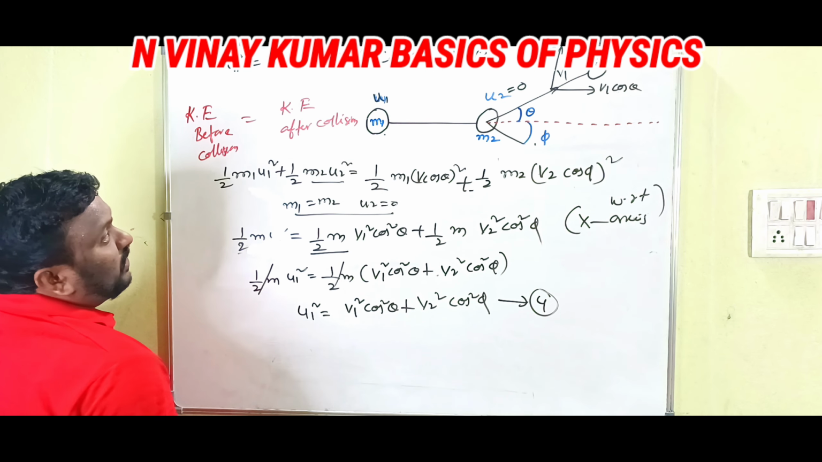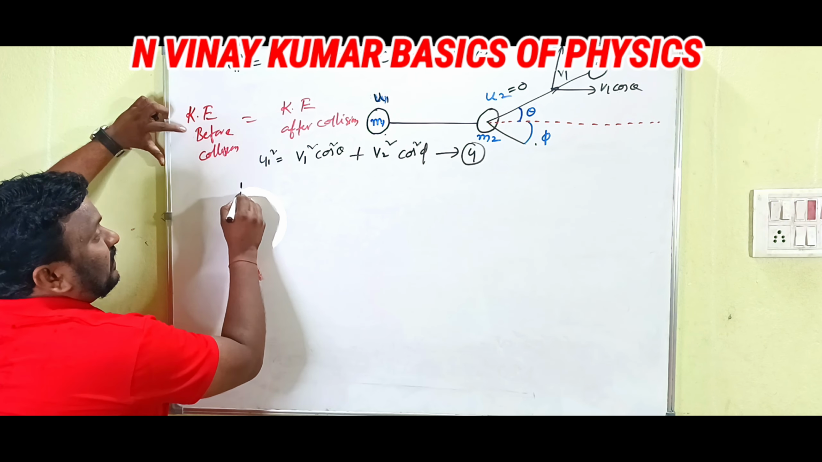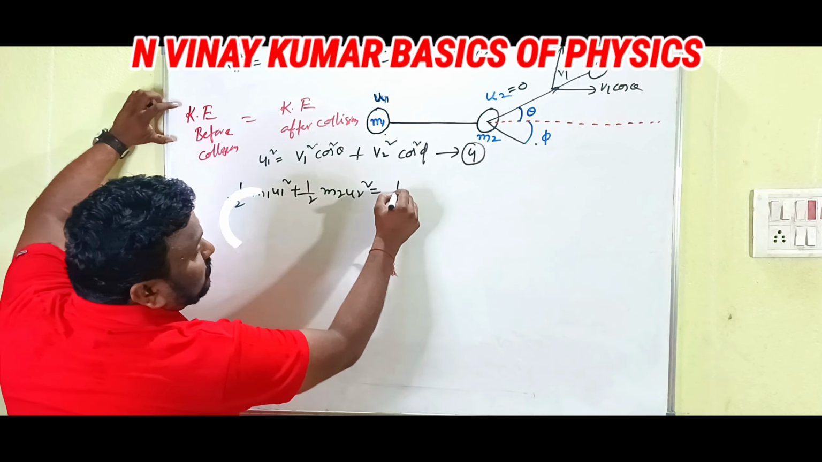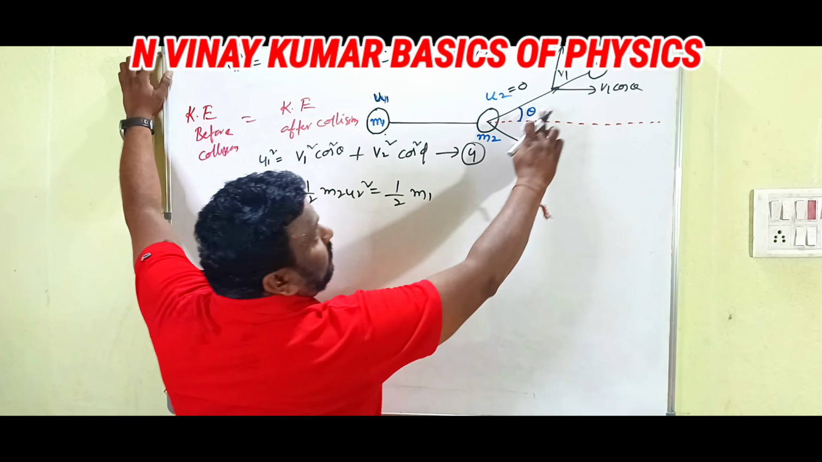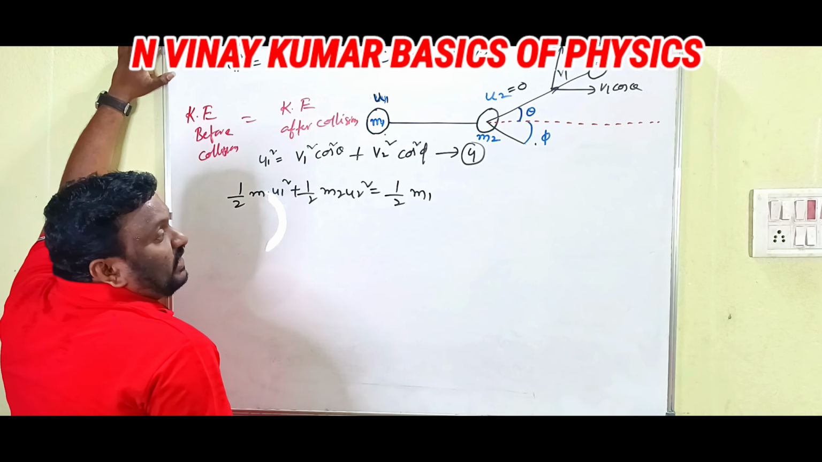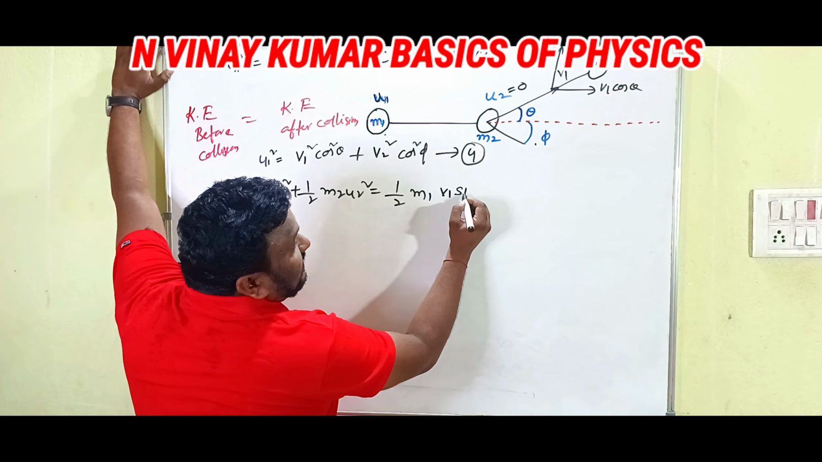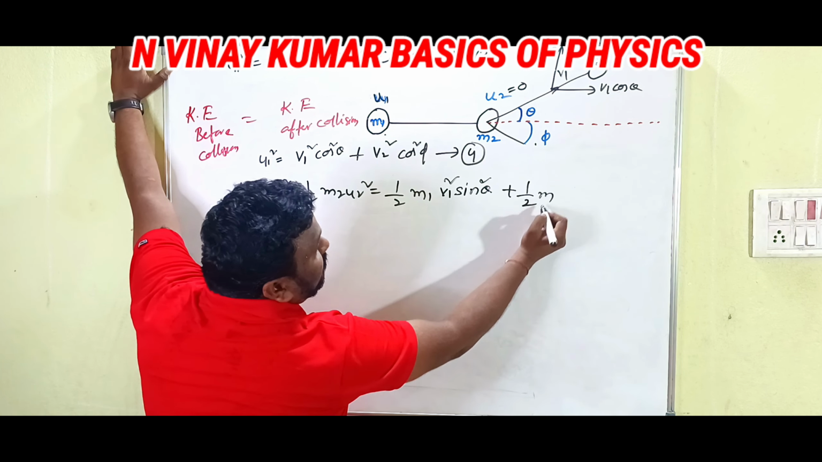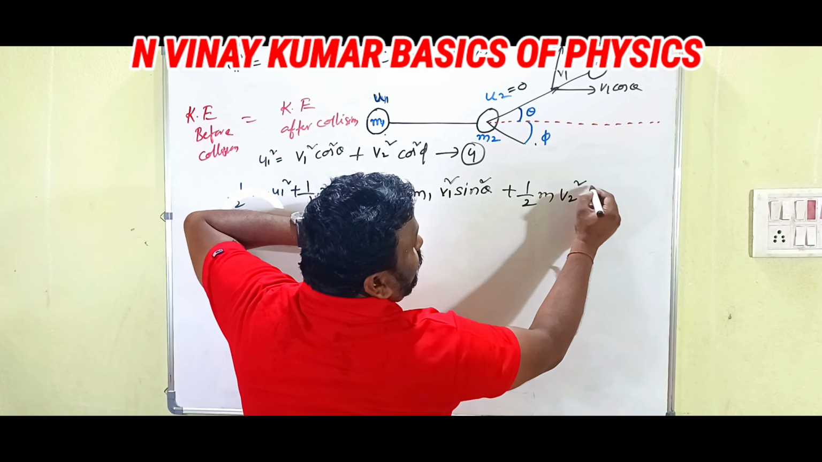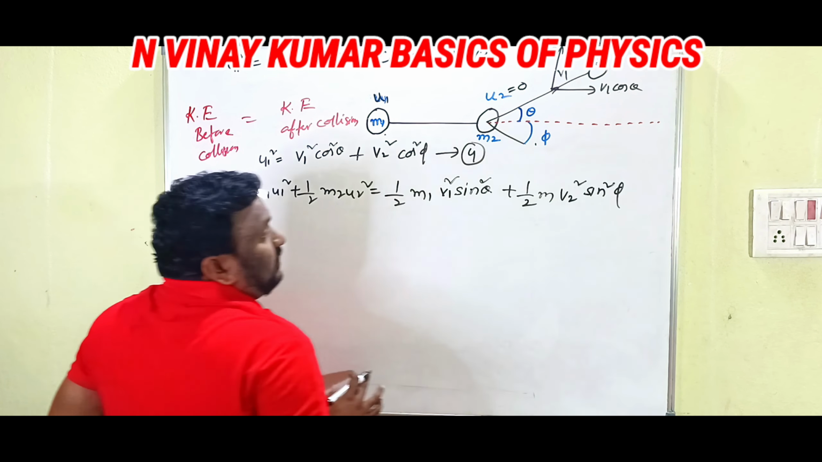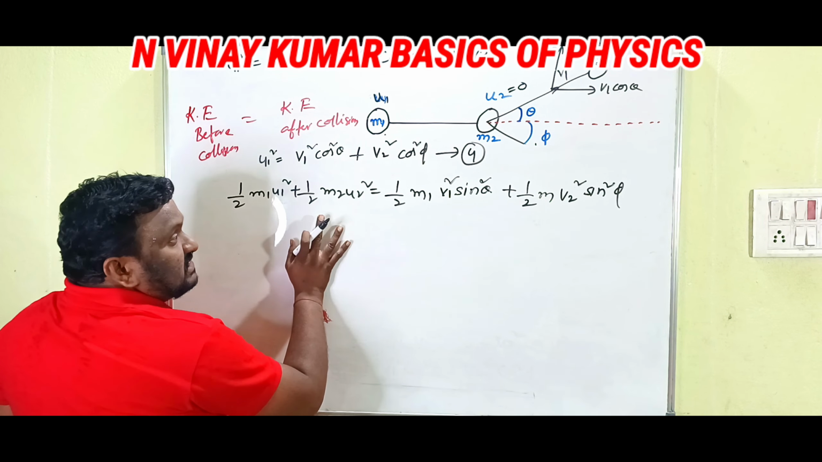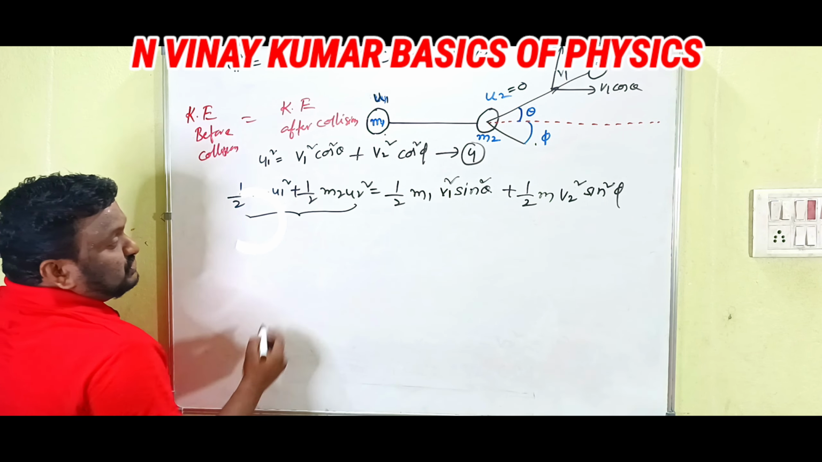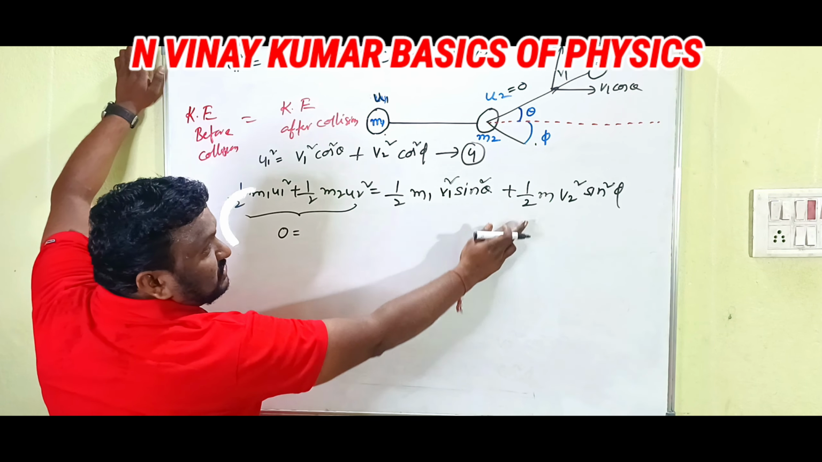Similarly for the y-axis, what do you have to write? Let's go for that. Simply write again ½m1 u1² plus ½m2 u2² equals ½m1, and for the first one v1 sinθ is along the y-axis, so write (v1 sinθ) whole squared, which means v1² sin²θ, plus ½m v2² sin²φ. Children, we already discussed there is no vertical velocity before collision. That's why this entire term becomes 0. And we know m1 equals m2.